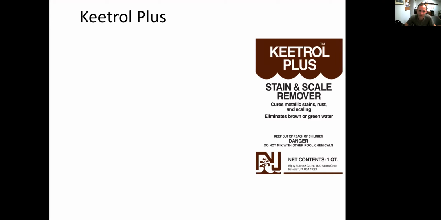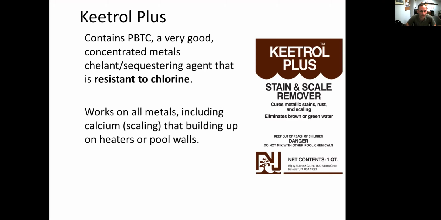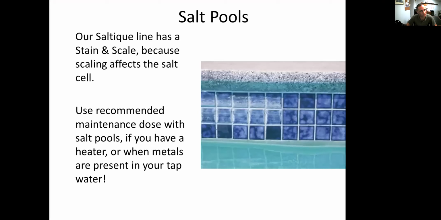Now, Ketrol Plus is also a phosphate-based stain and scale remover, but this is very resistant to chlorine. It breaks down into phosphates, but it does so very slowly in the presence of chlorine. So this is a really good thing to use as a preventative. It'll help prevent metals from coming out of solution, iron and copper. It also helps prevent scaling from calcium on your heaters, on your salt cells, or on pool walls. So yeah, using it every week is a good idea if you have a heater or a salt cell, or if you have any type of staining or scaling issues.